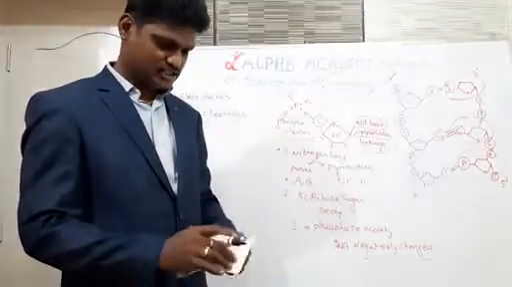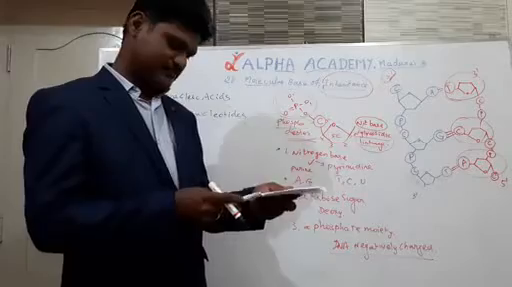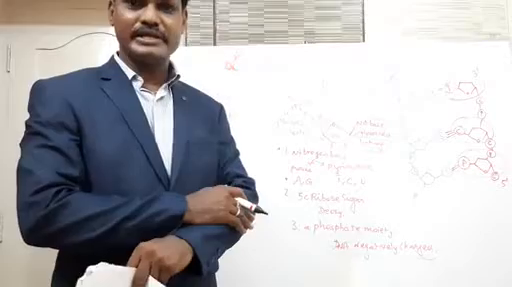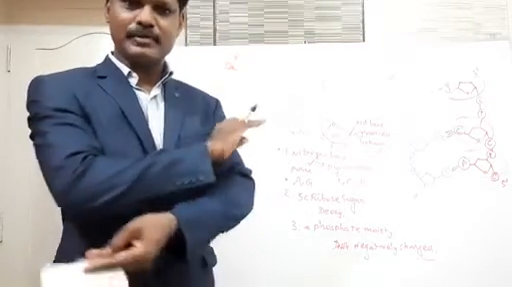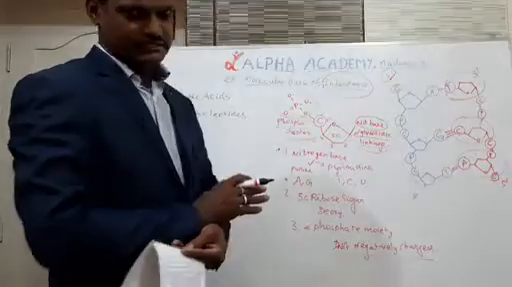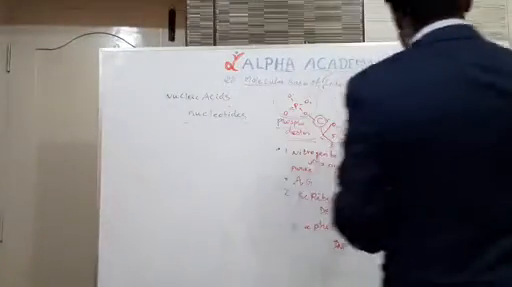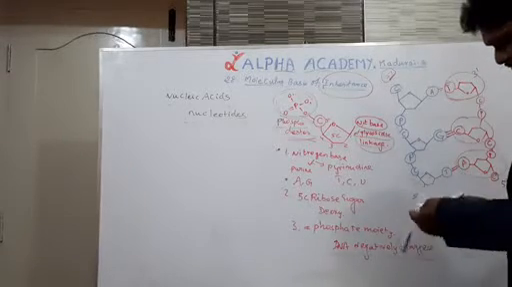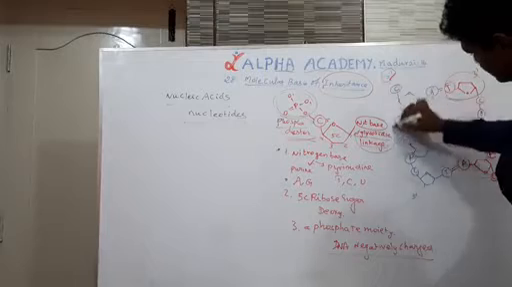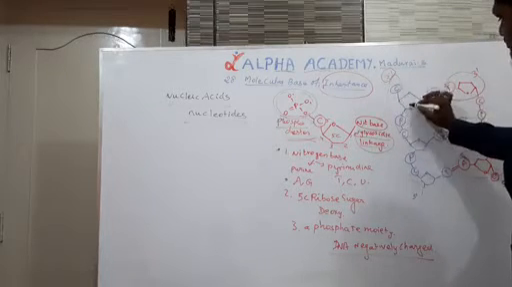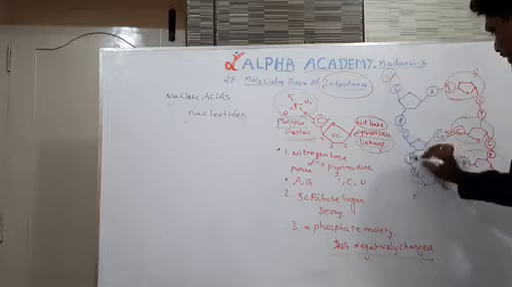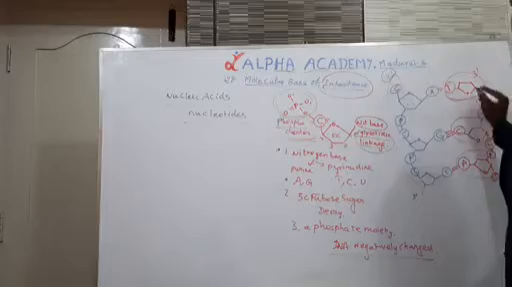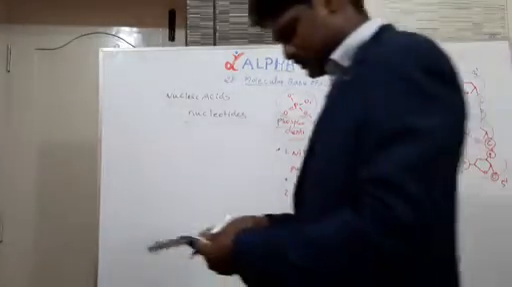Next one is, see, DNA has two chains of polynucleotide. Each chain has many nucleotides, so polynucleotide chains are there. The backbone of the polynucleotide chain is made up of sugar and phosphate. Sugar and phosphate are the backbone of the DNA molecule.